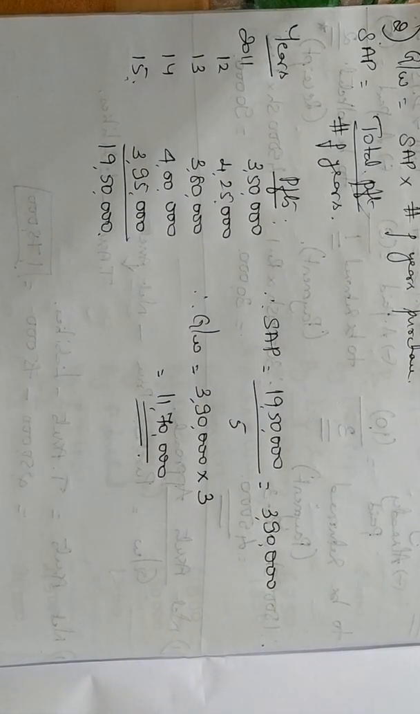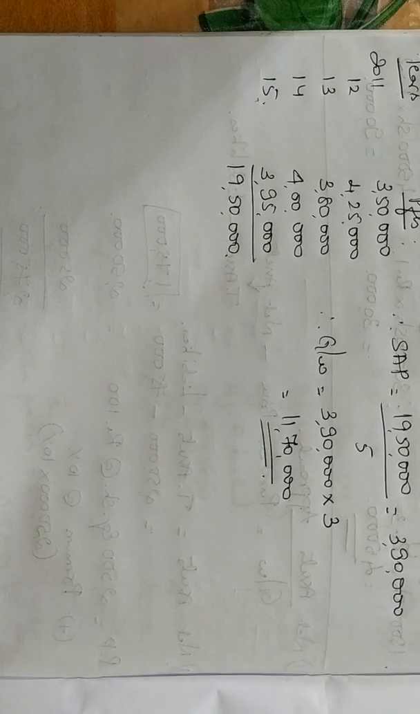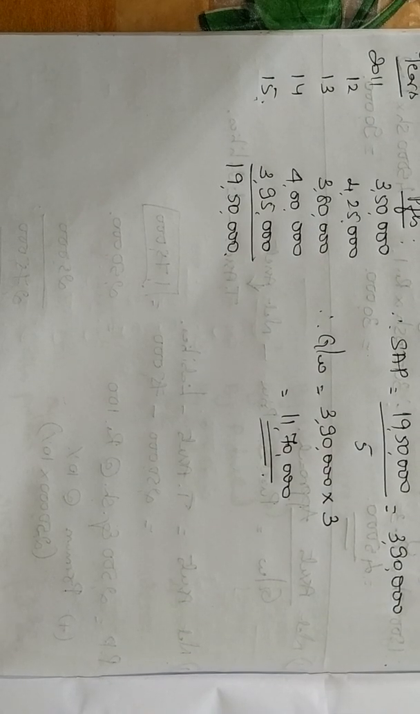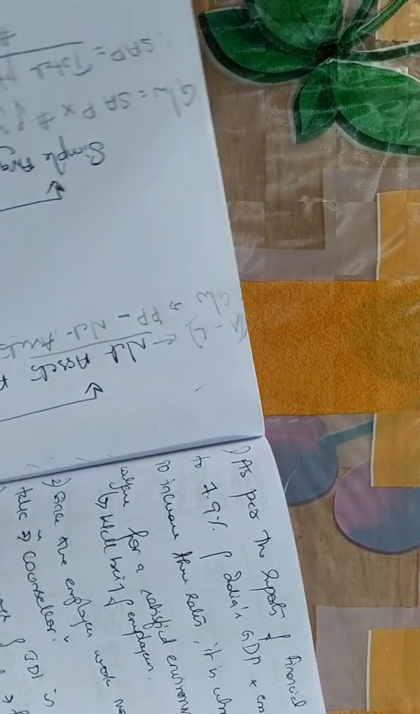Okay, now a simple average method I have done. The next method as per the methods of valuation is your weighted average profits method. I'll again go back to the methods. We'll see what is the formula for weighted average and then we'll start doing it.